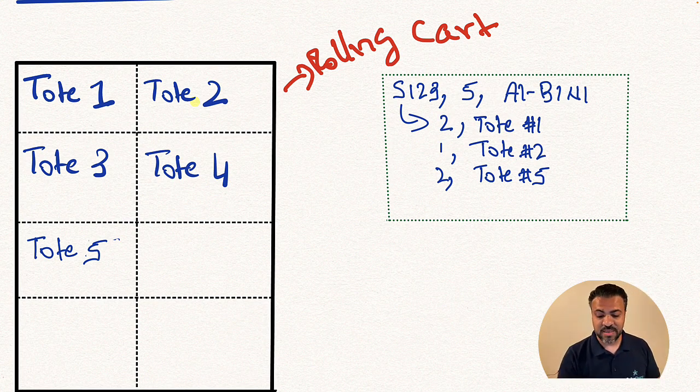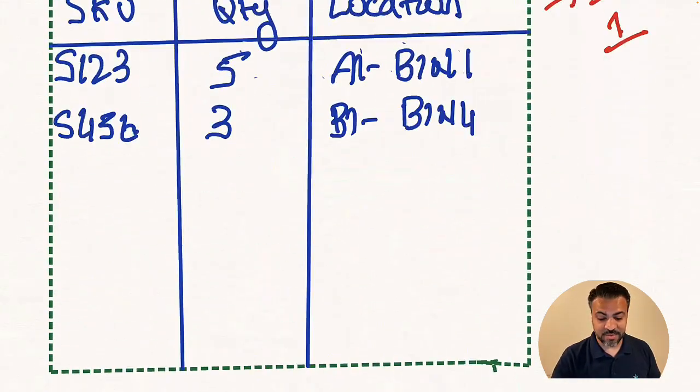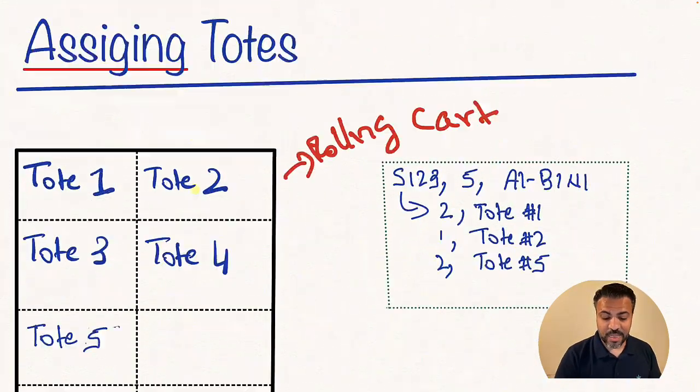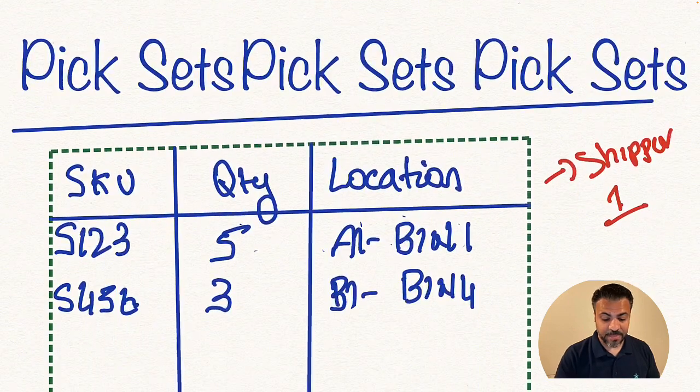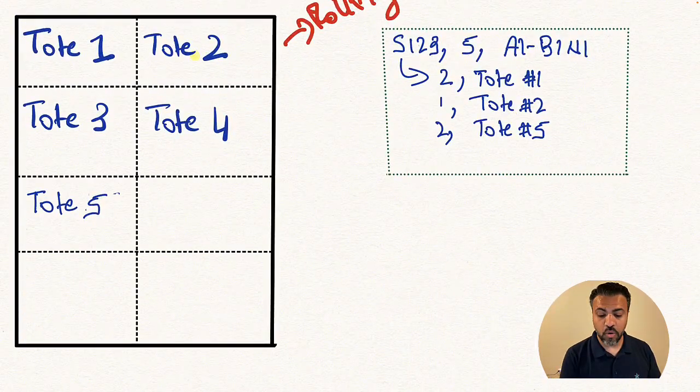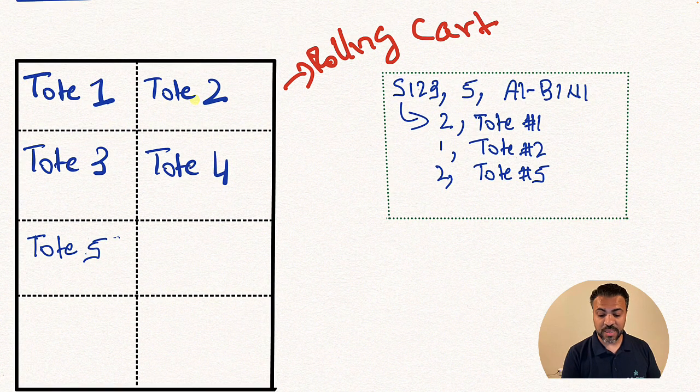Your pick set that I went over here, I left out one piece of detail. In the pick set, while it's telling you to pick 5 quantities of SKU S123 from location A1 bin 1, it will also tell you which tote to put it in. So it's actually telling you that when you pick 5 quantity of S123 from A1 bin 1, put 2 of them in tote 1, 1 of them in tote 2, and 2 of them in tote 5. It is actually telling you where to put these items.